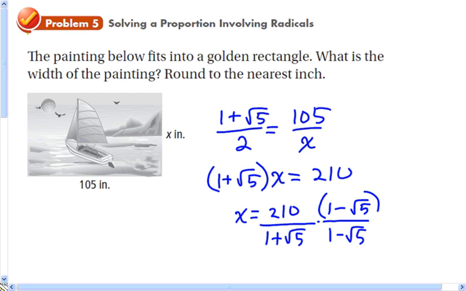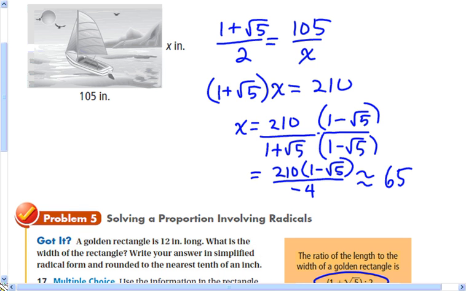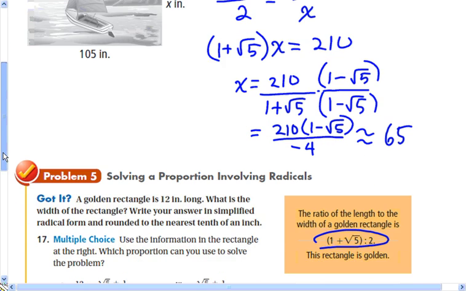The numerator and denominator. And when I do that, I get 210 times 1 minus the square root of 5 divided by, and 1 times 1 is 1, square root of 5 times the square root of 5 is 5, and 1 minus 5 is negative 4. Now at this point, I'm just going to use my calculator and simplify that. And to the nearest inch, it comes to about 65 inches. All right, I'm going to let you try that.